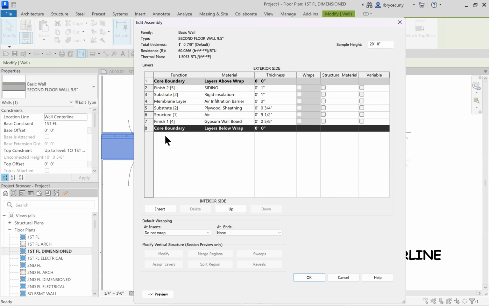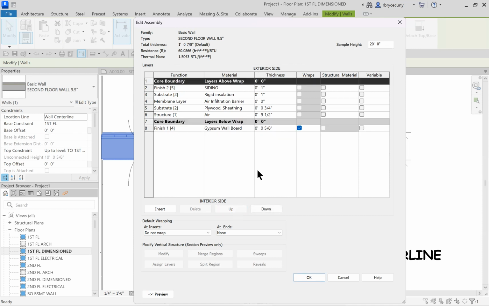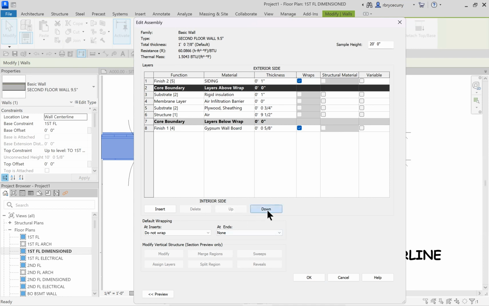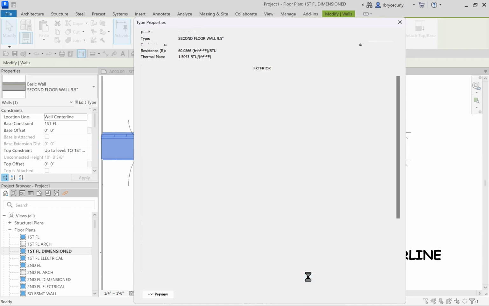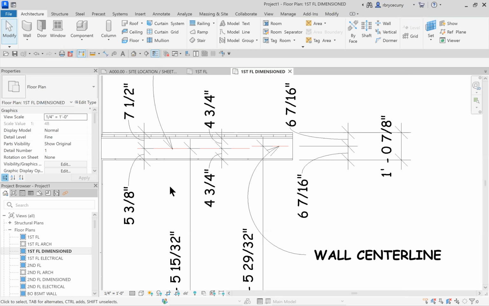For my purposes, I always put the core boundaries between the structure, on both the exterior side and the interior side of the structure. So in the event that I want to measure, sometimes you want to know the middle of that. Maybe there's going to be a steel beam or something in this wall. Then it will not measure to the midpoint of the wall, but rather it will measure to the midpoint of the core boundaries. That's just a simple feature of the core boundaries.